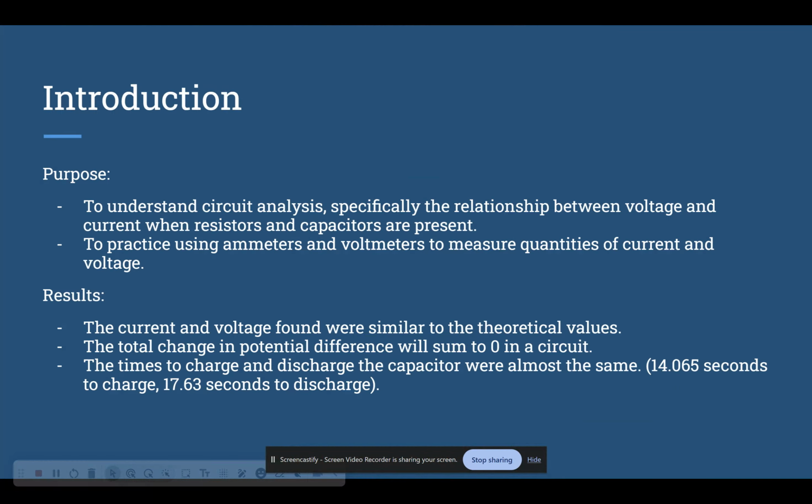The results were that the current and voltage found were similar to the theoretical values, and the total change in potential difference should sum to zero in a circuit, and the times to charge and discharge the capacitor were almost the same as the predicted values.